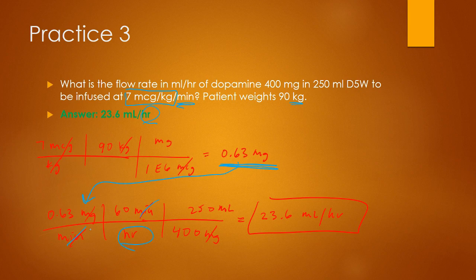To get rid of the mg, you are given 400 mg in 250 mLs. So you want to put the mLs on top so that you're left with that on the top. So you're going to multiply 0.63 times 60 times 250 divided by 400, and your answer will be 23.6 mLs per hour.